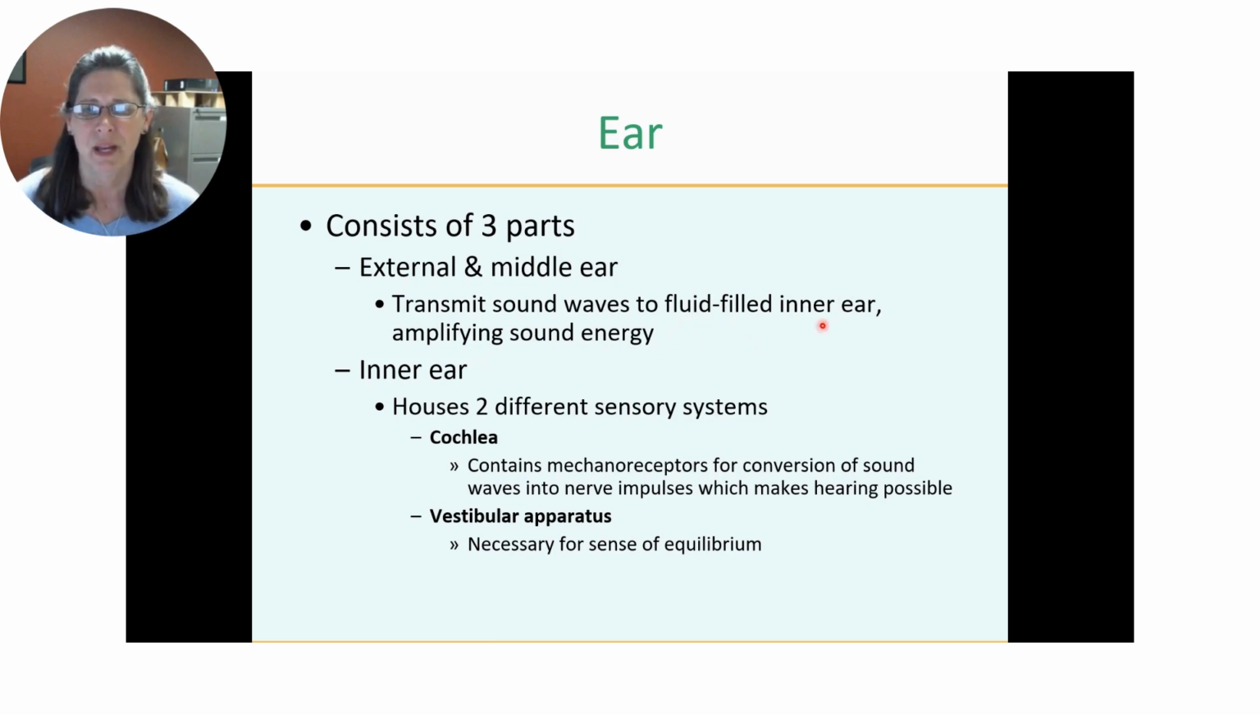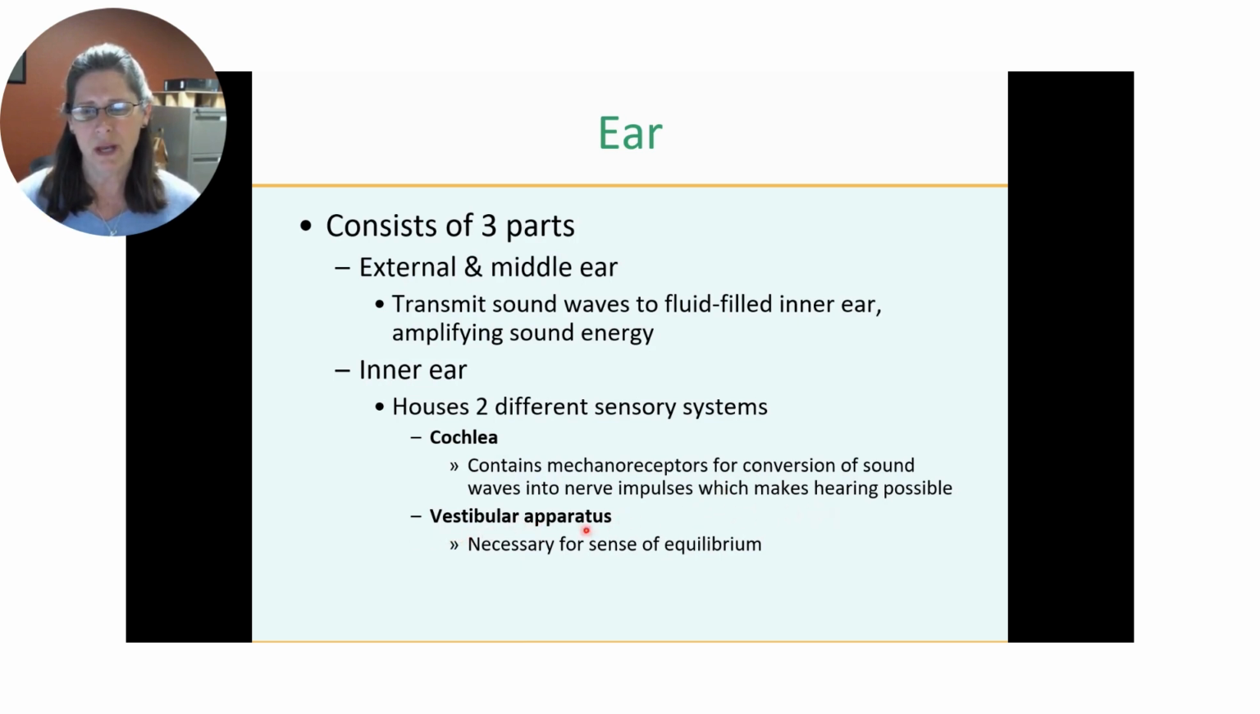Okay. So the inner ear is where the sensory systems are located. The cochlea, again, contains these mechanoreceptors for that conversion of sound waves into nerve impulses, which then make the hearing possible.